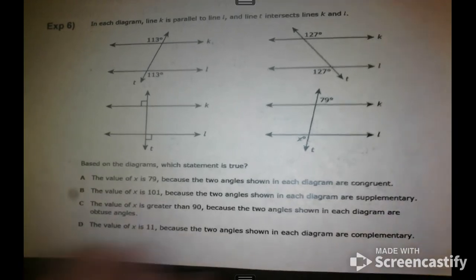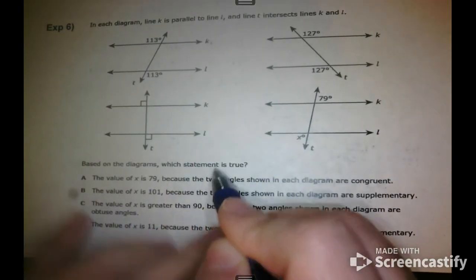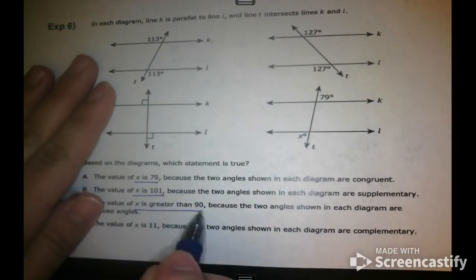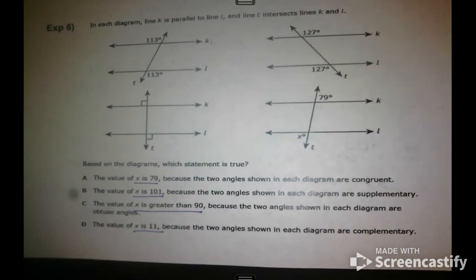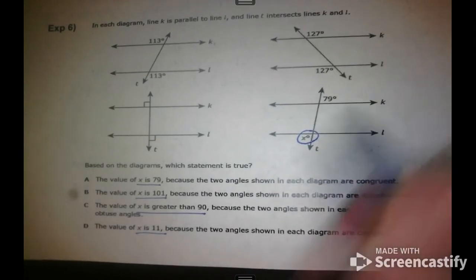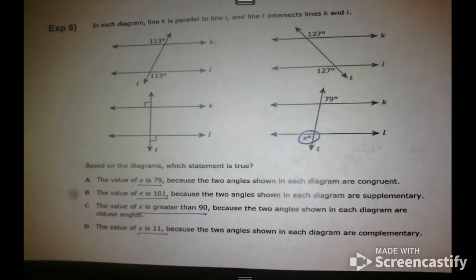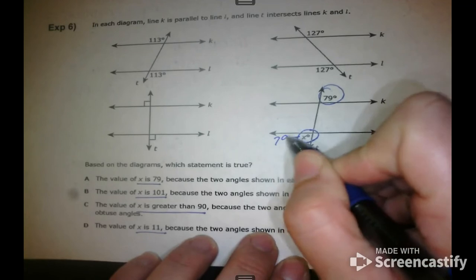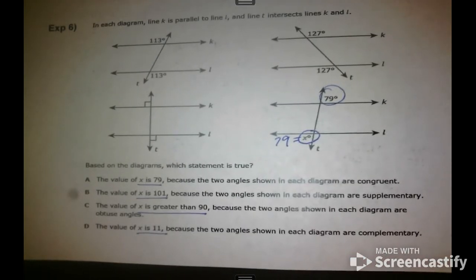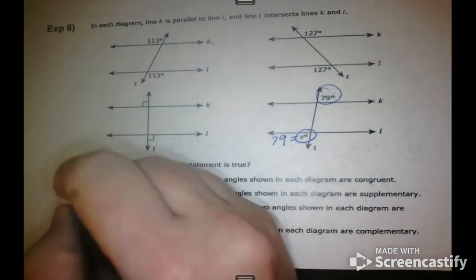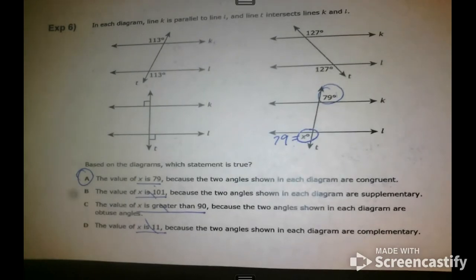Okay. So it wants to know, based on the diagram, which statement is true. I'm just going to glance at my answer choices. It says x is 79, x is 101, x is greater than 90, or x is 11. Here's x. What angle corresponds with that? 79. So would that mean x has to be 79? Yes. And would you agree that the angles shown are congruent? Yes. That's your answer. Was that super difficult? No.